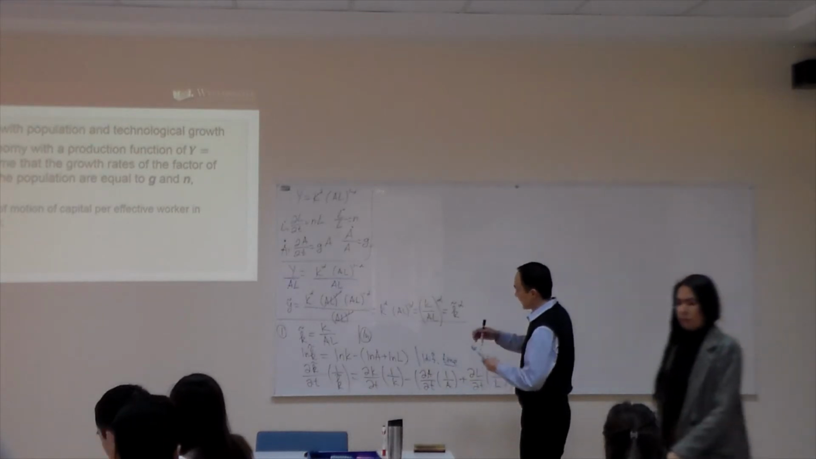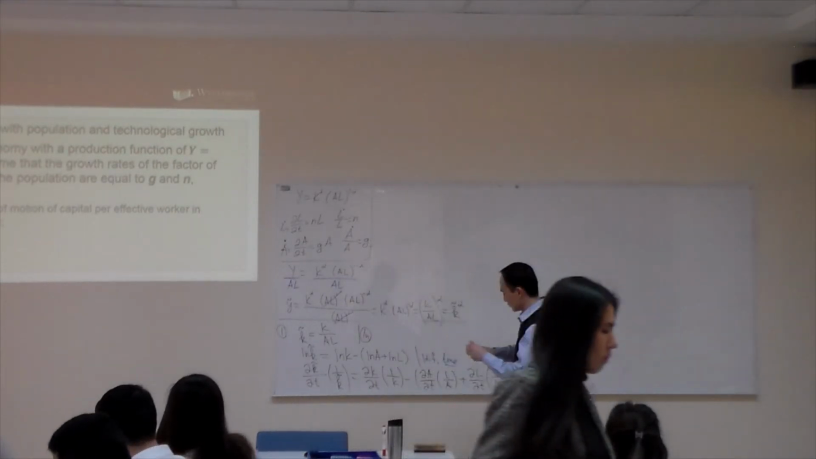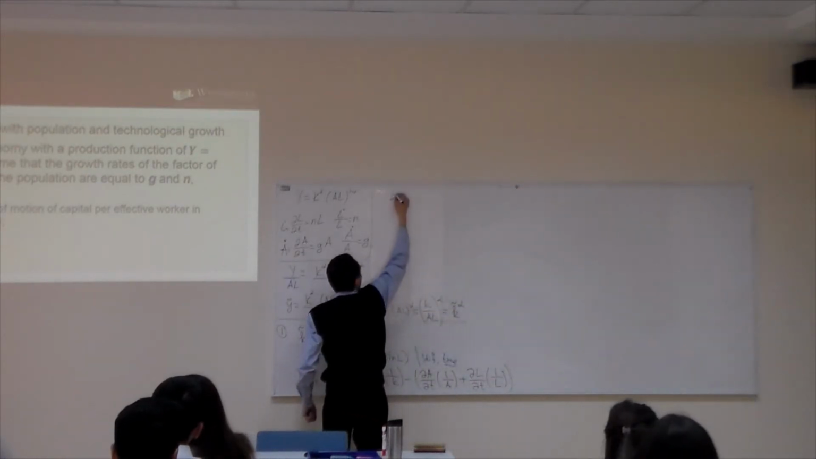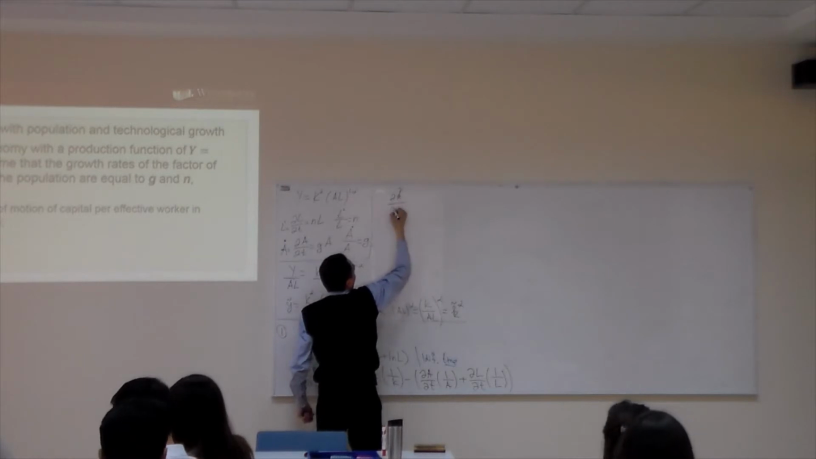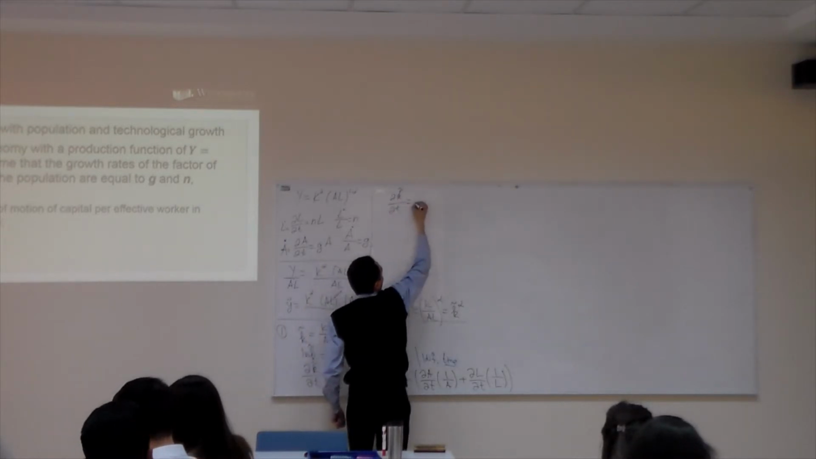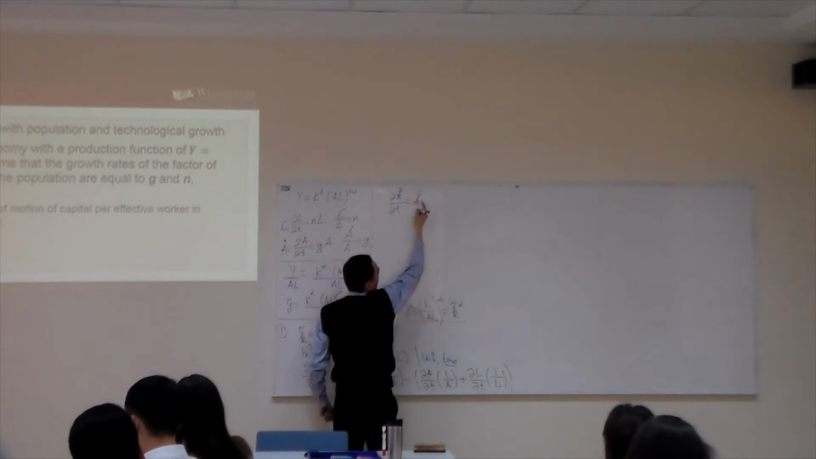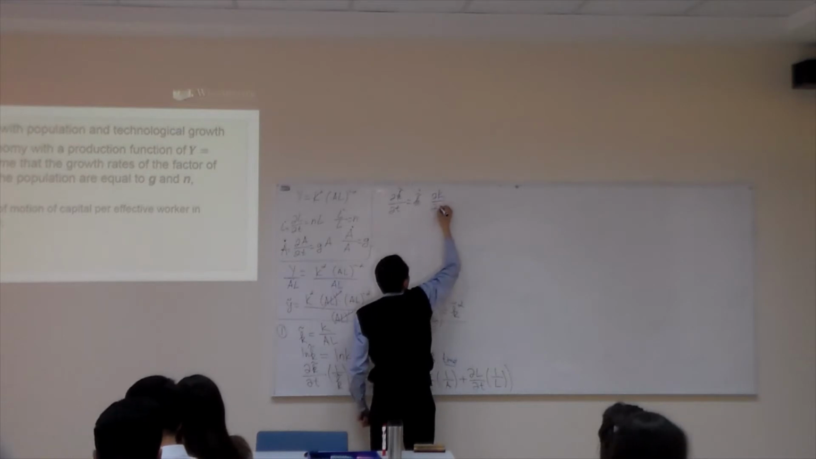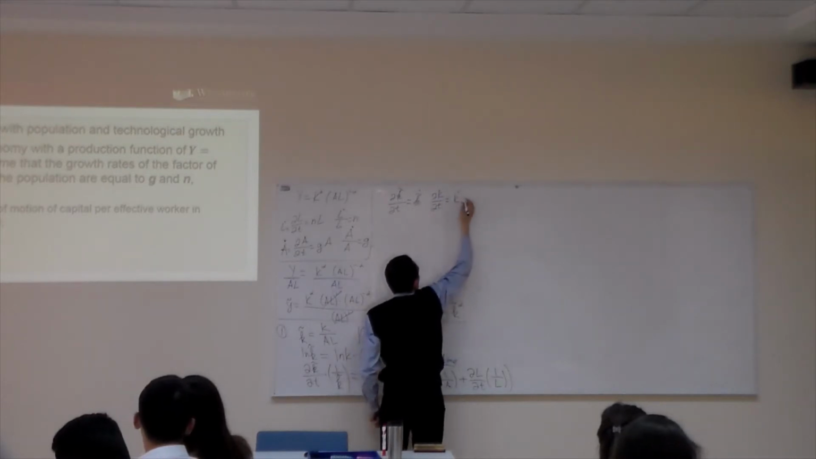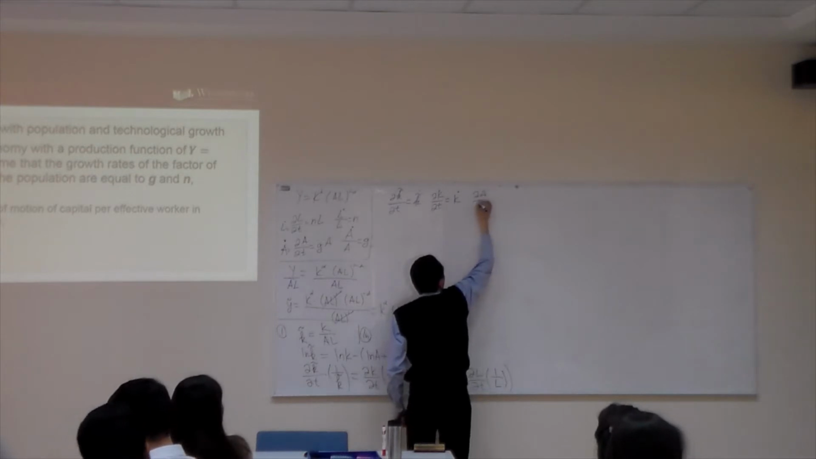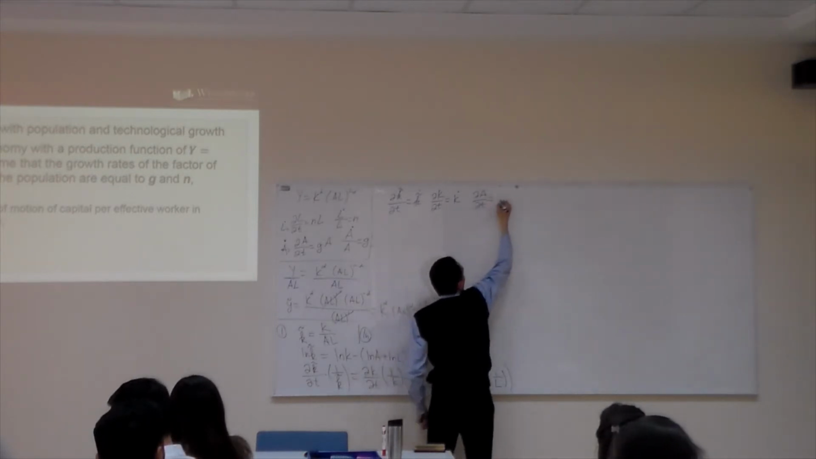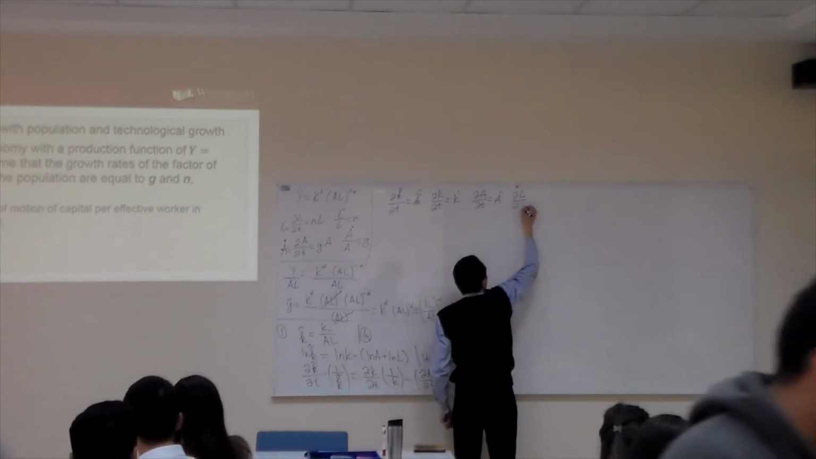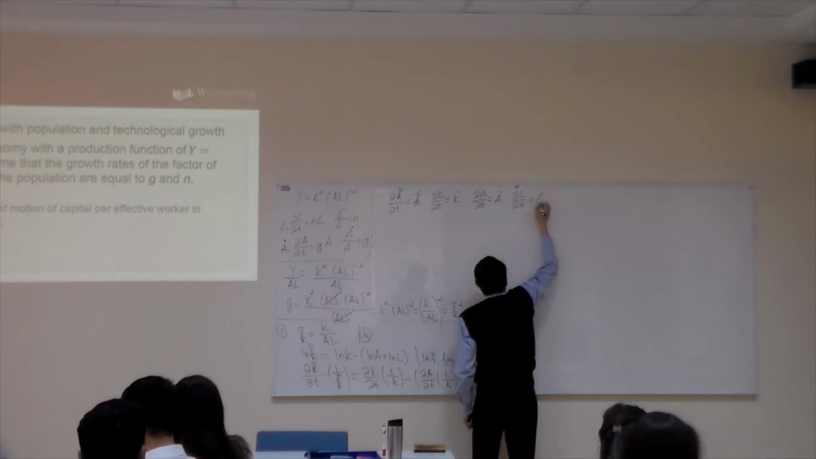So now, let's again write those changes with those symbols, so as not to repeat writing all of them over and over again. Change in capital per effective labor with respect to time is written with a dot. Change in capital stock with respect to time is K dot. Change in technology with respect to time is A dot. And change in labor with respect to time is L dot.